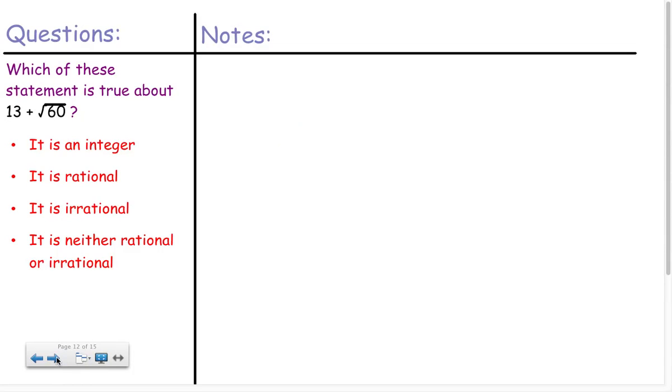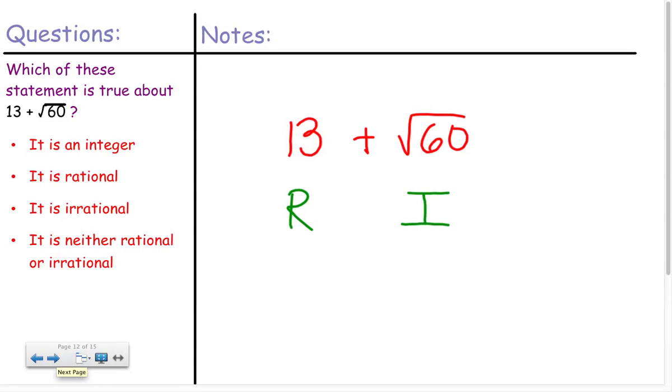13 plus the square root of 60. Well, 13 is a rational number. Square root of 60 is irrational. So no matter what, if I have an irrational and a rational, my answer is always irrational. No matter what operation you're doing. I think I mentioned multiplying and dividing on the last slide. Same for adding and subtracting.